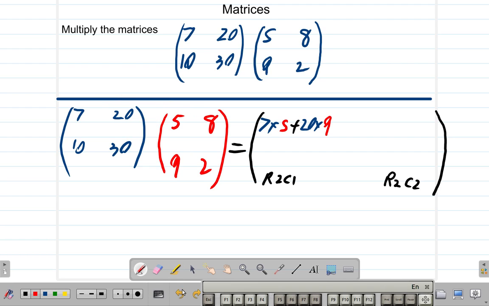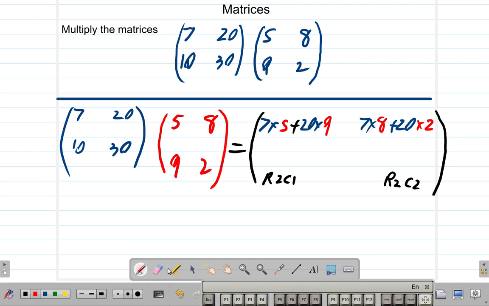See that? So it's going to be 7 by 8. So it's 7 times 8 plus, so it's first elements multiplied, second elements multiplied. So it's 20 times 2. Alright?